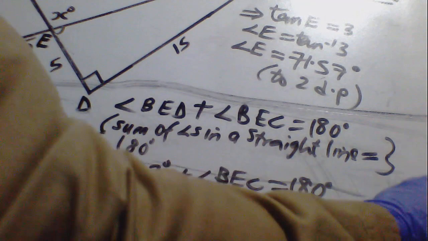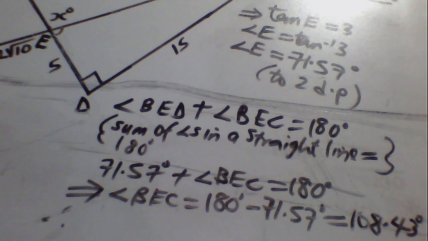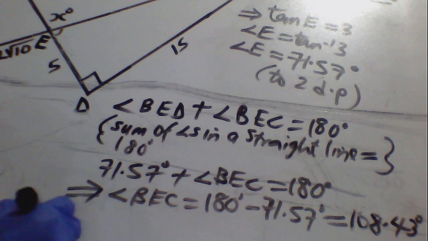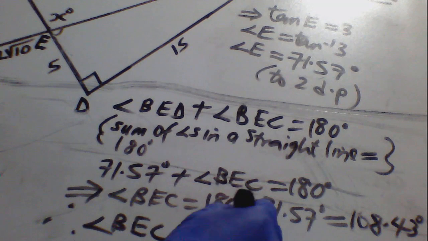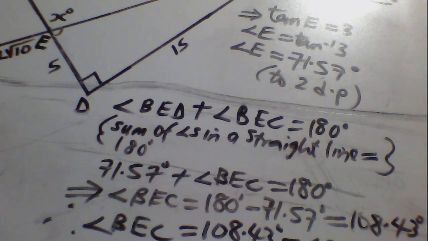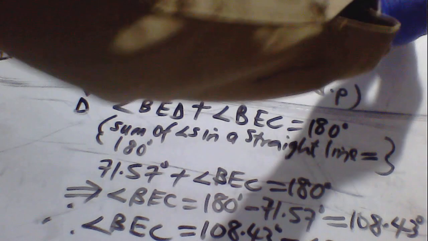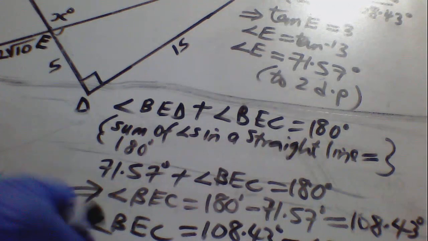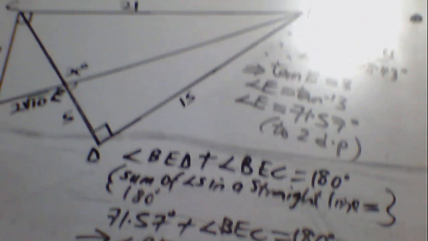So do the subtraction. That gives us 108.43. Therefore angle BEC is equal to 108.43 degrees, and this is equal to angle x. So you can come here and say that angle x is equal to 108.43 degrees, within 2 decimal places. So this is what you are required to solve.